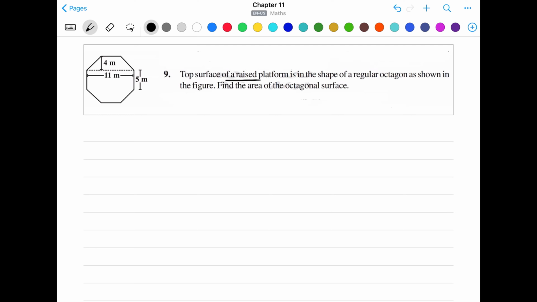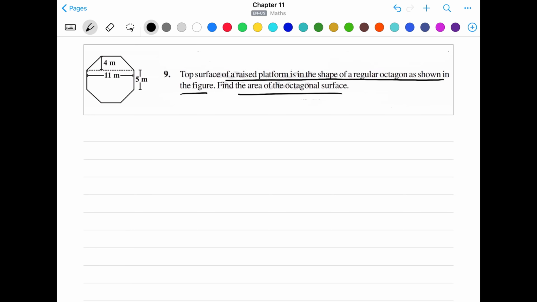Question number 9: the top surface of a raised platform is in the shape of a regular octagon as shown in the figure. Find the area of the octagonal surface. So we are given this figure in the shape of an octagon, which means this is a polygon having 8 sides. Like I told you, we don't have any particular formula to calculate the area of a polygon. So what we are going to do is divide this polygon into different sections.